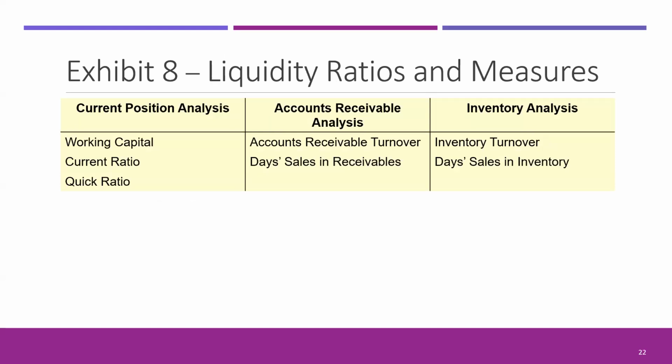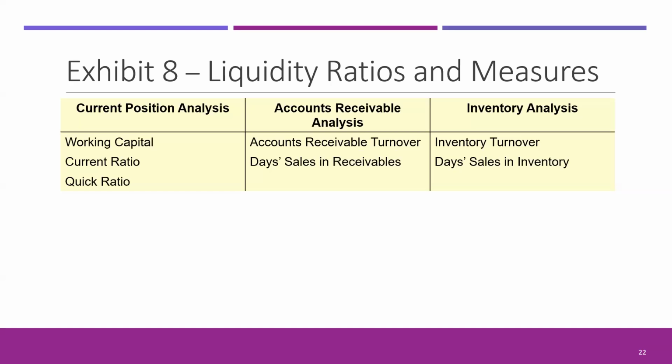So for current position analysis, we have working capital, current ratio, and quick ratio. Working capital is current assets minus current liabilities, and that's a nominal amount. So if current assets are $1 billion and current liabilities are 500 million, working capital is 500 million. Current ratio is current assets divided by current liabilities, so the current ratio of that company would be 2, because current assets are twice as much as current liabilities.